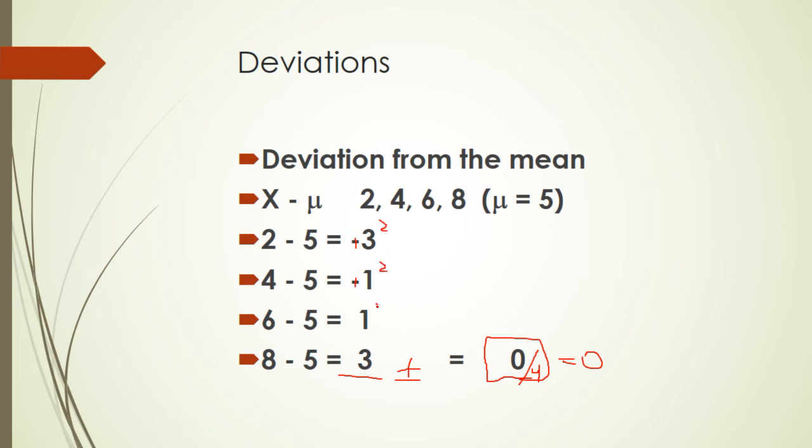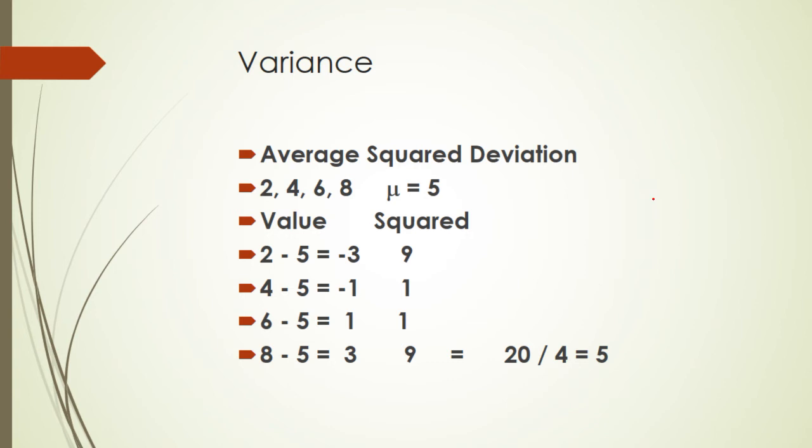When we square them, 3 squared is 9. 1 squared is 1. 1, 9. When we square them, those negative signs go away. And now we can average these numbers. When we do that, we're creating something called the variance. And the variance is the average or mean squared deviation. So we just take these deviations from the mean, we square them, we add those up, we get 20, we divide by 4, and now we get 5.